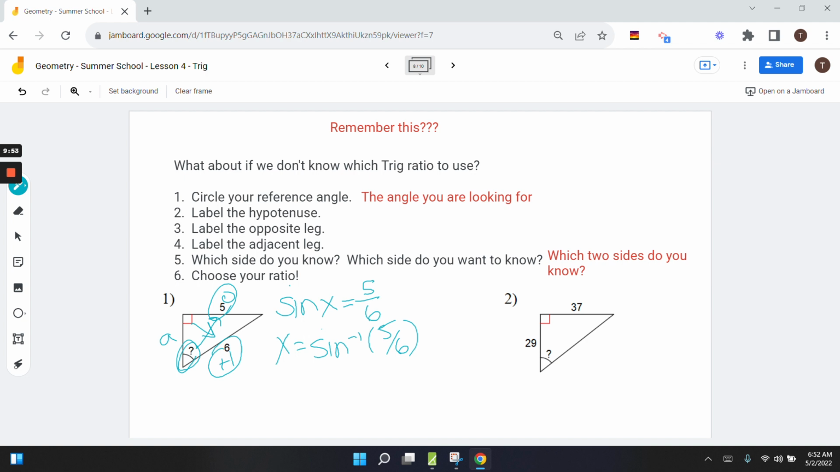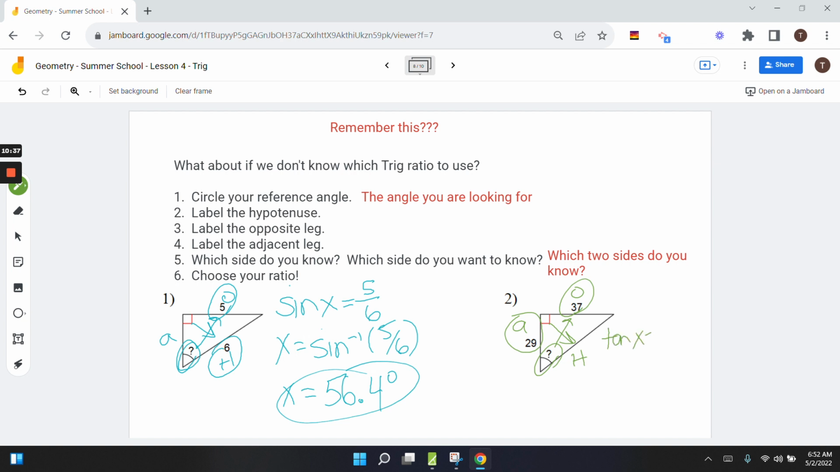Right, for the next one, here's the angle I'm looking for. This would be my hypotenuse. This would be my opposite. What's left over is adjacent. So I know O and A. So that would be tangent. Remember, O went on top, O over A. So X would equal the tan inverse. I'm looking for an angle. So if you're looking for a side, just use the normal. If you're looking for an angle, use the inverse. So I type in second tan, 37 divided by 29. And I get X equals 51.9 degrees.